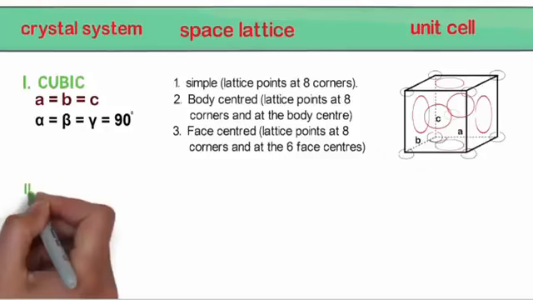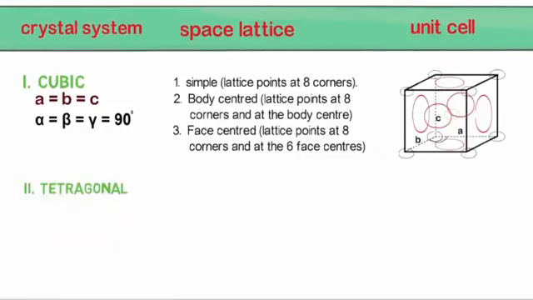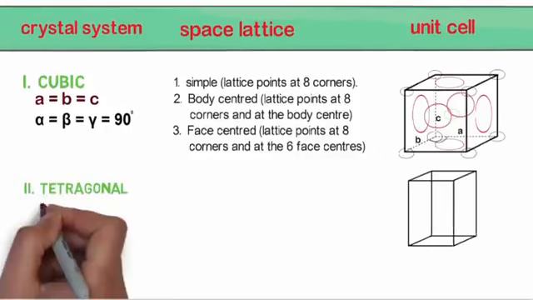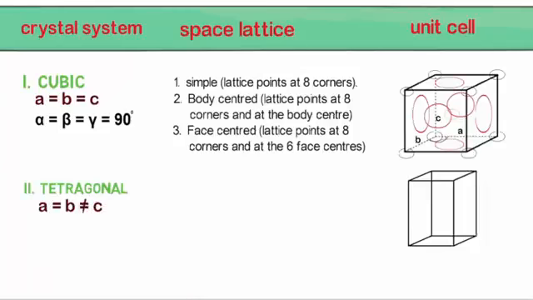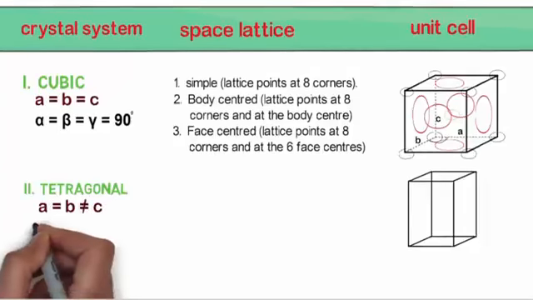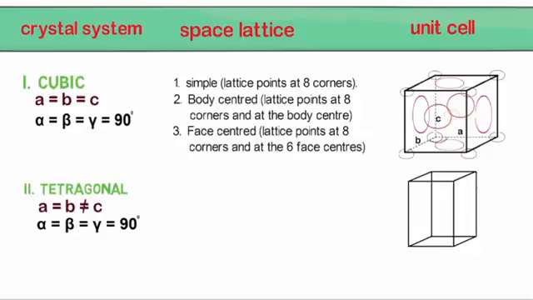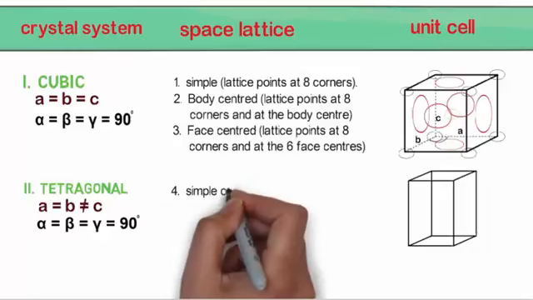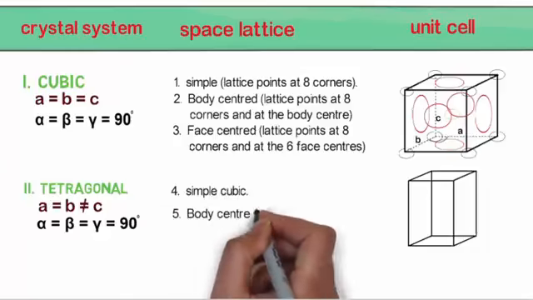The second crystal system is called tetragonal. Here A and B are equal, but C has different length. Alpha, beta and gamma angles are all equal to 90 degree in a tetragonal space lattice. Tetragonal structure can have two different space lattices, that is simple cubic and body-centered cubic.